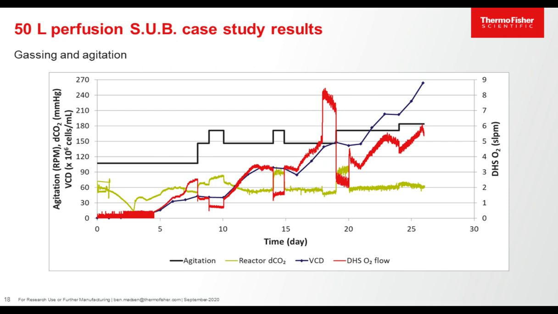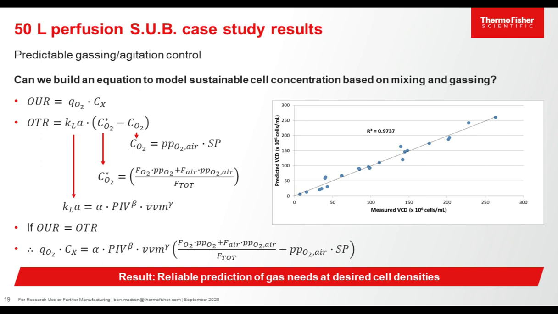And this again highlights the ideal relationship between O2 and CO2 mass transfer that can occur with a single sparger when implementing a proper gassing strategy.